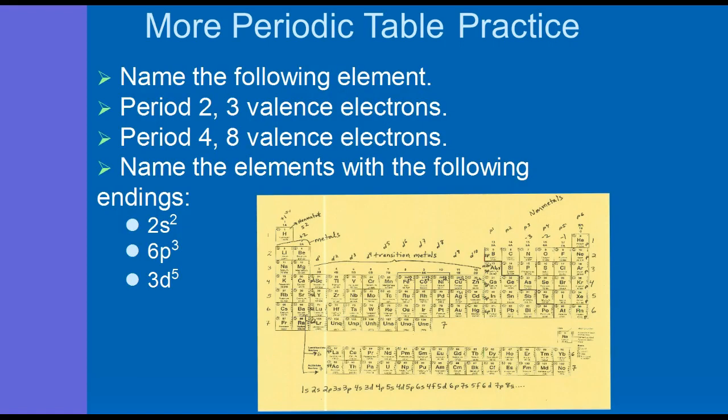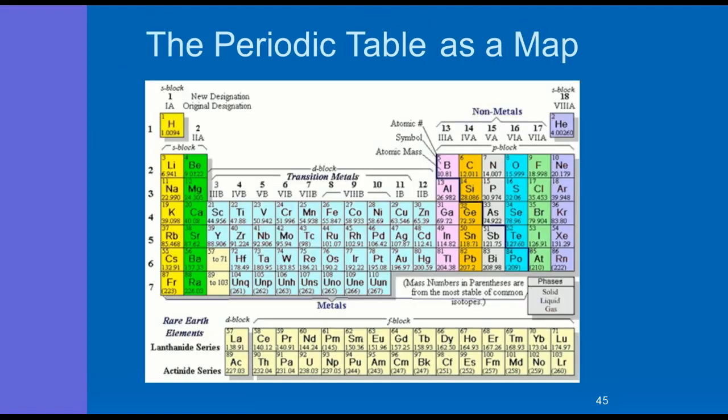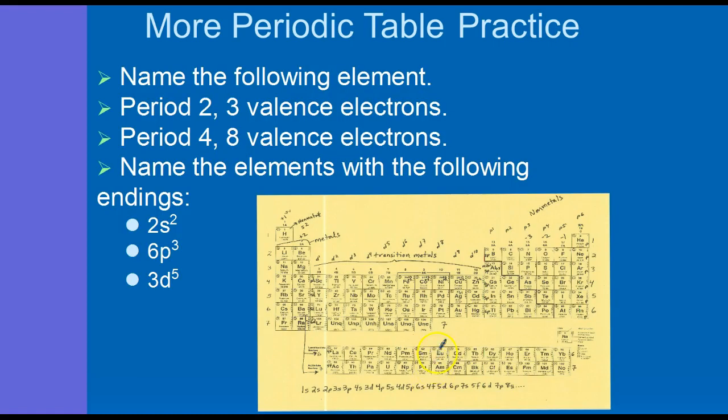So the periodic table is a lot like a map. I might ask you, what element is 5p5? Well, you can go from the right or from the left, and then you find the p part, and there it is. 5p5 is iodine.